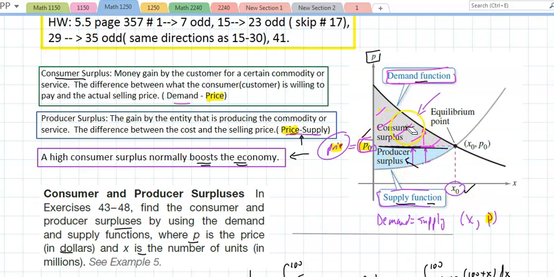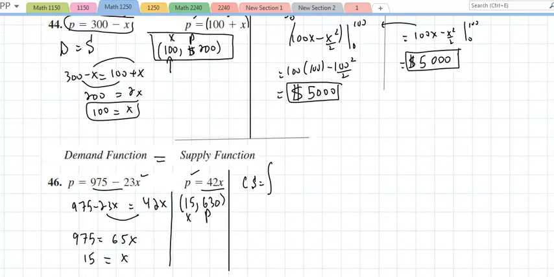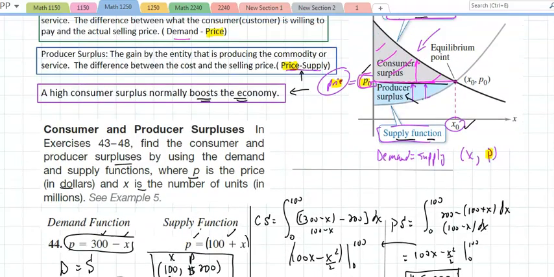So if I really look at consumer, it's the top. It's the demand minus this line, which is the price. It's the demand minus the price. The demand in this case is 975 minus 23x minus the price. The price is $630. And to find that area, I'm going to integrate from 0 to 15 because that's the x value.